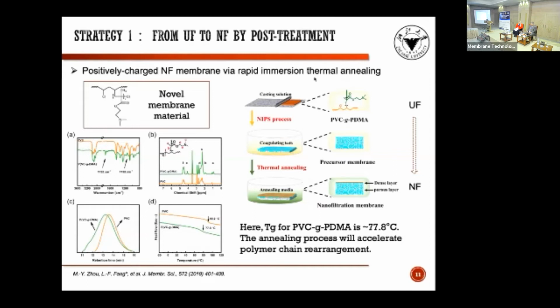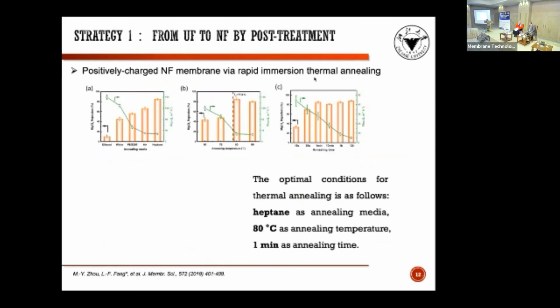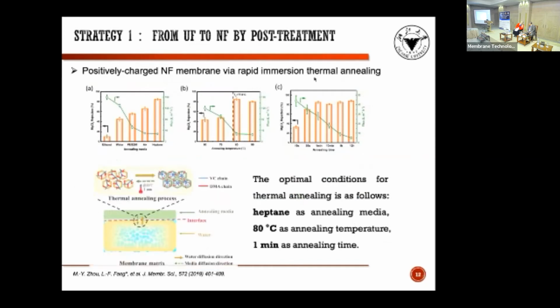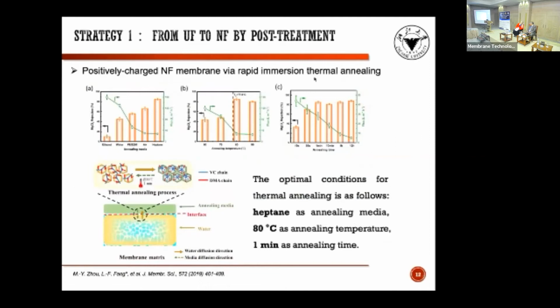Here we found the glass transition temperature for the copolymer is around 77 degrees. Therefore, that is the critical temperature to treat the membrane. In the following experiment, we found not only the temperature but also the annealing media and annealing time are critical factors to arrange the polymer chains in the dense layer.